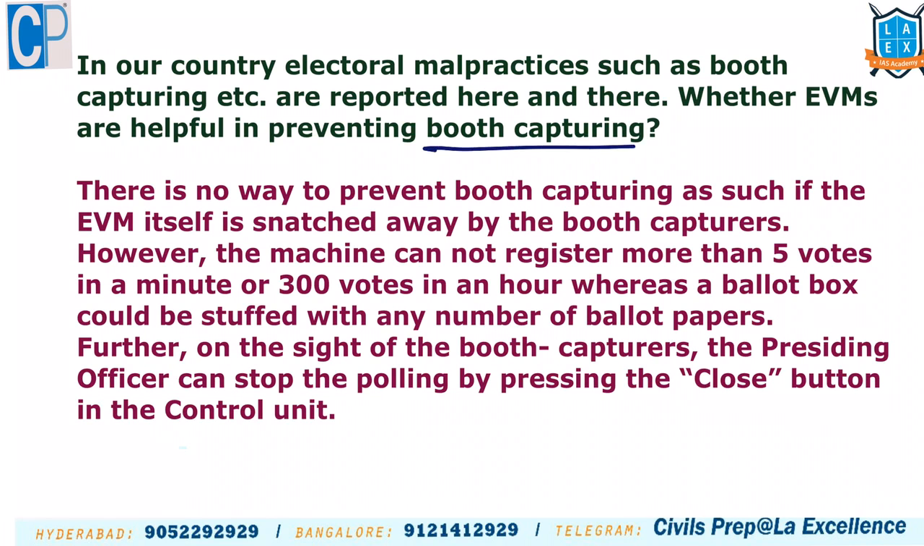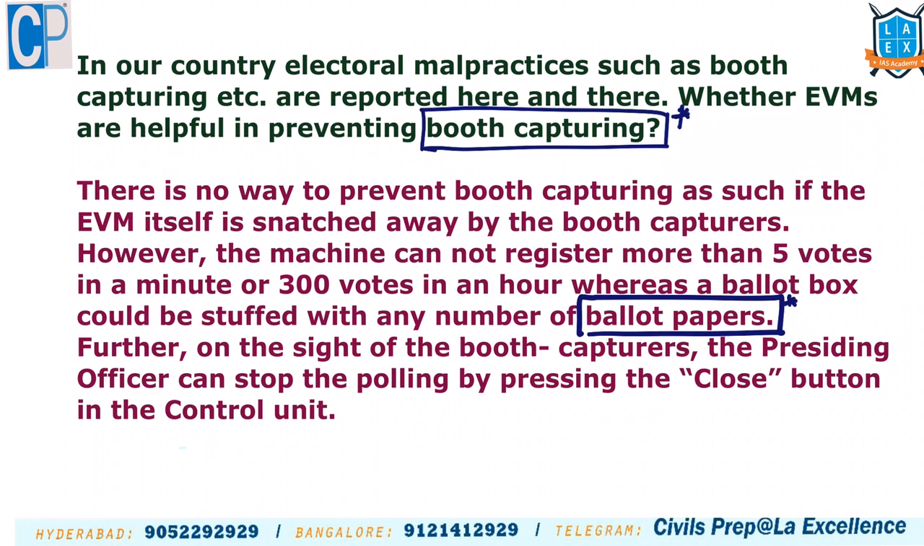Earlier, with the conventional system, one of the problems was booth capturing. What does this mean? People belonging to a particular candidate or some contestant come forcefully and stuff the ballot box with ballot papers. That used to happen. Once the mixing is done, it becomes very difficult to identify which are the freshly added ones and which are the already polled ones. That was one of the biggest problems.